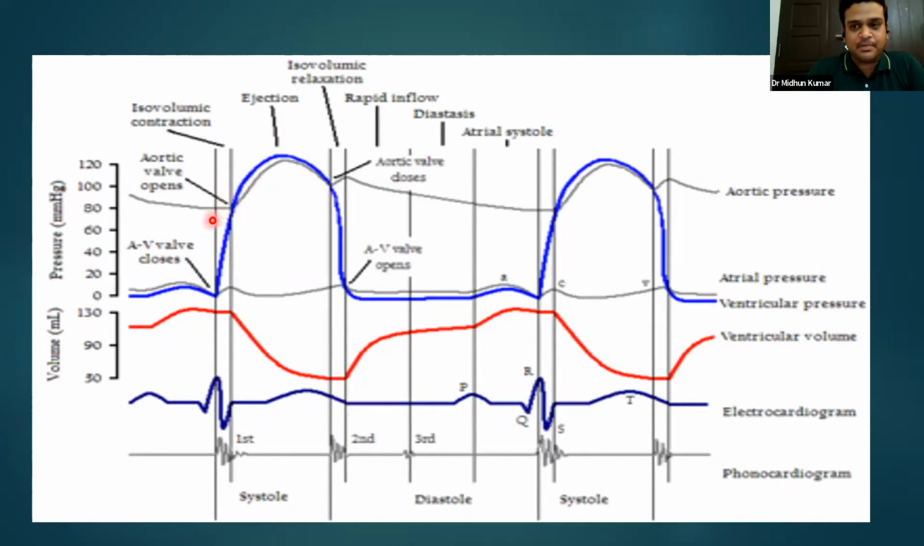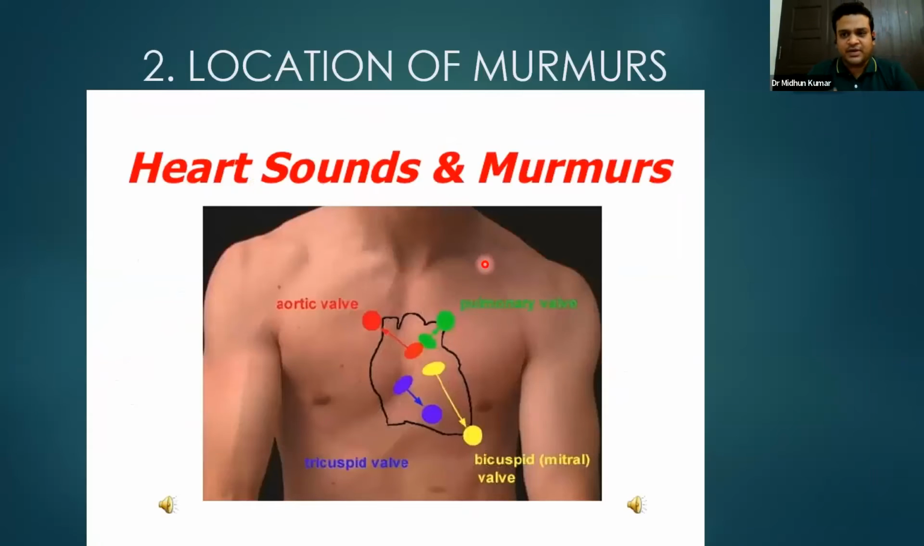So in ejection systolic murmur, there will be a gap between S1 and the onset of murmur. In pansystolic murmur, there won't be any gap. The murmur starts as soon as the first heart sound occurs. So this is very important. Okay, so coming to the location. First we have seen the timing: the murmur is in systole, diastole, or continuous.